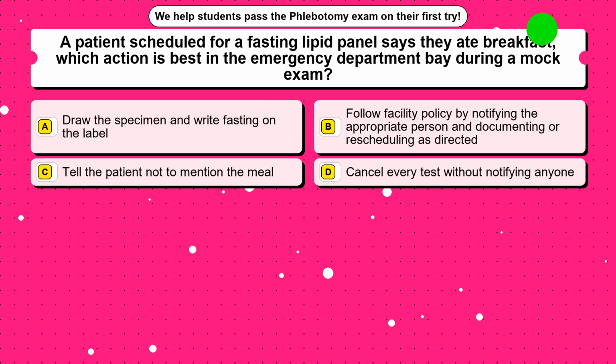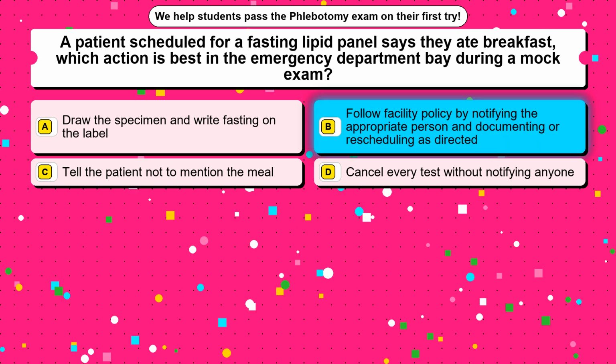Question 37. A patient scheduled for a fasting lipid panel says they ate breakfast. Which action is best in the emergency department bay during a mock exam? Option A. Draw the specimen and write fasting on the label. Option B. Follow facility policy by notifying the appropriate person and documenting or rescheduling as directed. Option C. Tell the patient not to mention the meal. Option D. Cancel every test without notifying anyone.